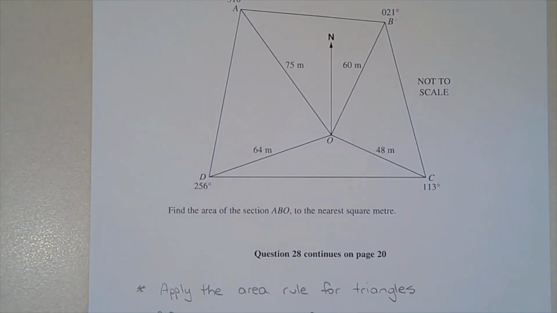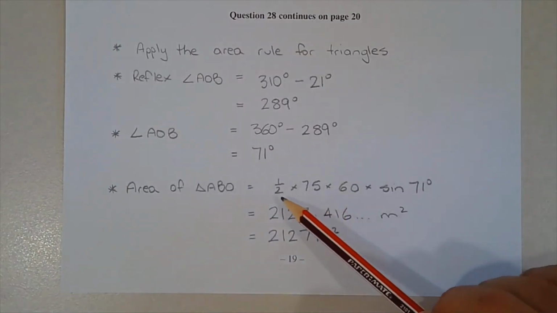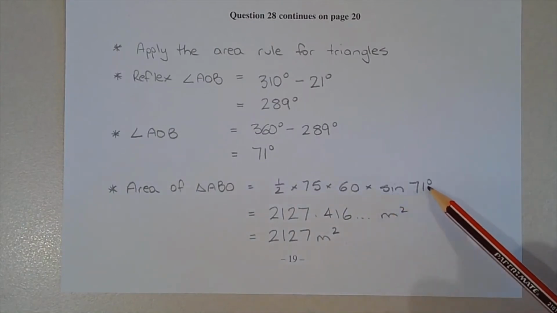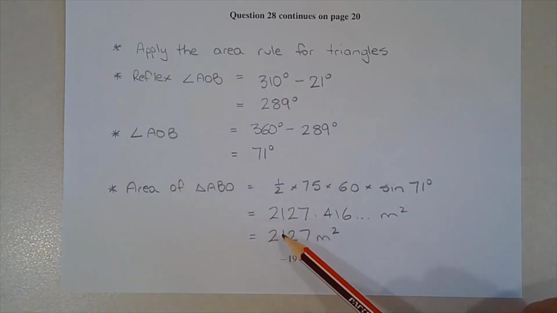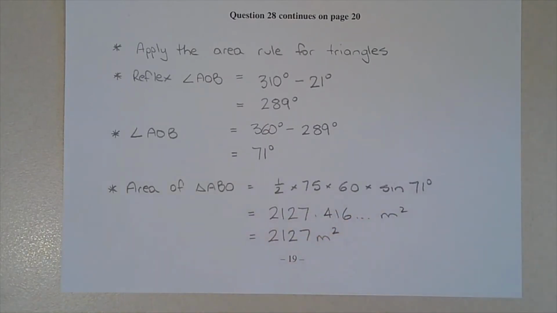So now that we have the included angle and the two known sides, we can now apply the area rule for triangles to find the area of triangle ABO. So area of triangle ABO is equal to half multiplied by 75 multiplied by 60 multiplied by the sine of 71 degrees, which equals 2,127.416 square metres, but we need to answer to the nearest square metre. So that equals 2,127 square metres, correct to the nearest square metre.